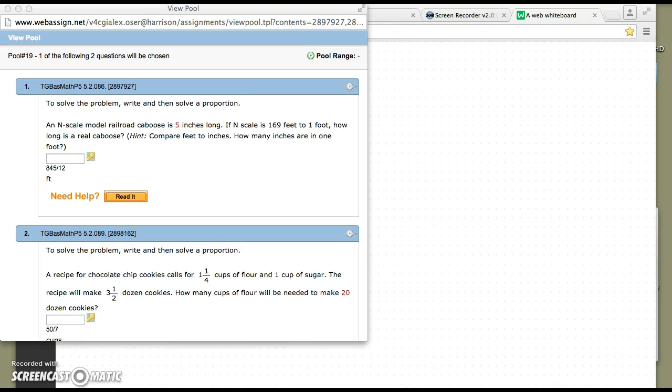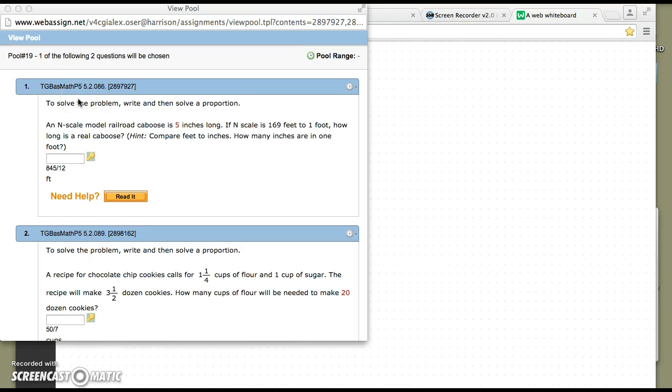To start off here, we're looking at problem number 20. Remember that this week is all about ratios and proportions, where a proportion is just when you set two ratios equal to one another.